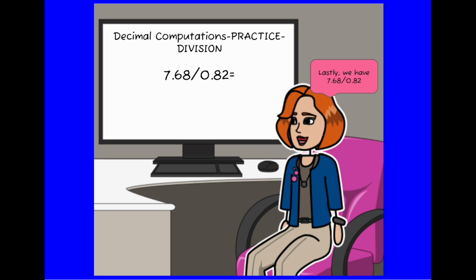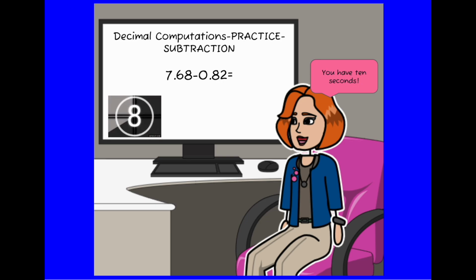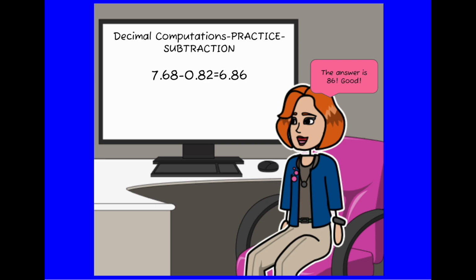Lastly, we have 7 and 68 hundredths divided by 82 hundredths. You have 10 seconds. 4, 3, 2, and 1. The answer is 86. Good.